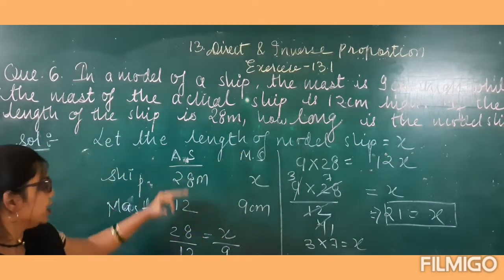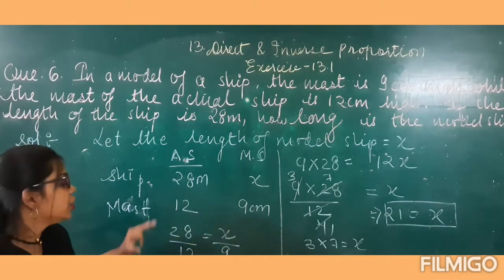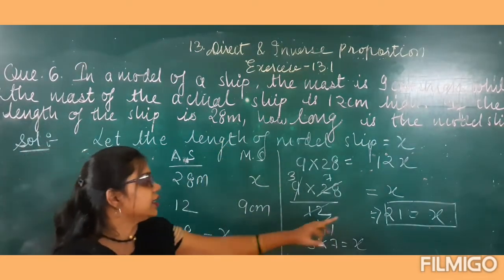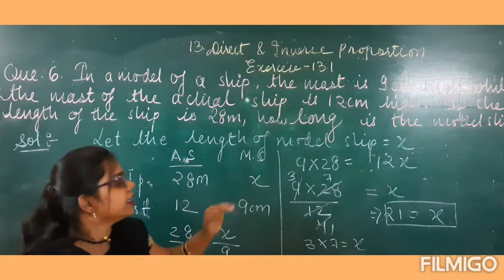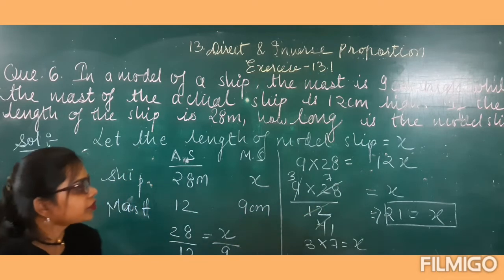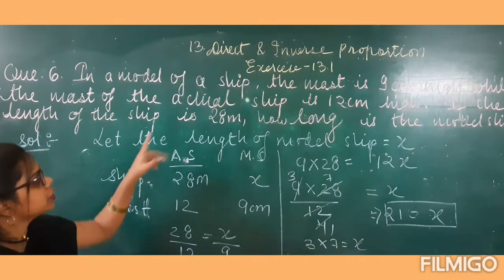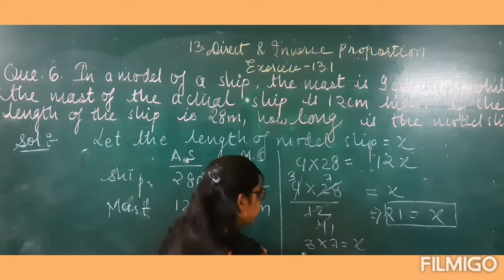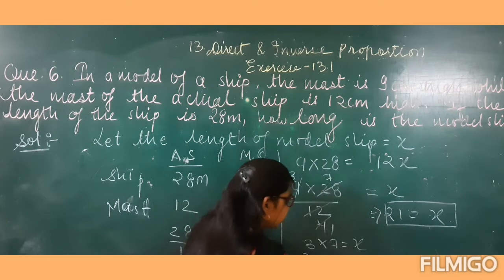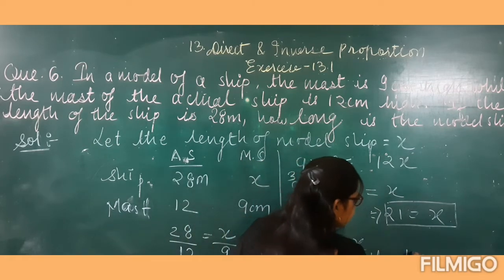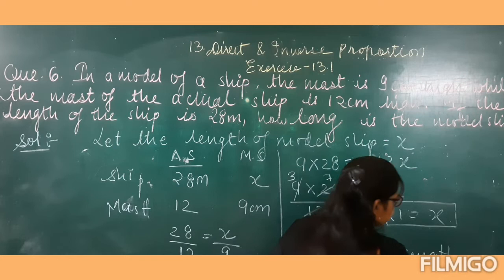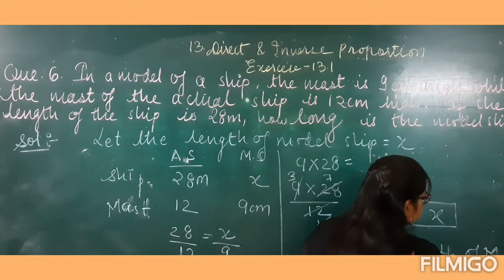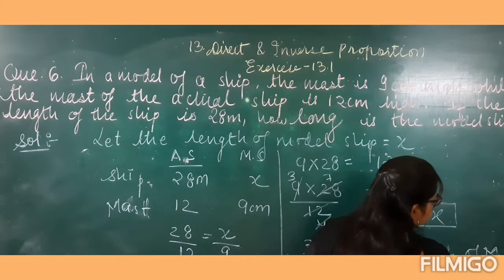As this is in direct proportion, you can equate this. From here you will get the value of x. So 21 meter is the length of the model ship here. 21 meter is the length of the model ship. This is the answer.